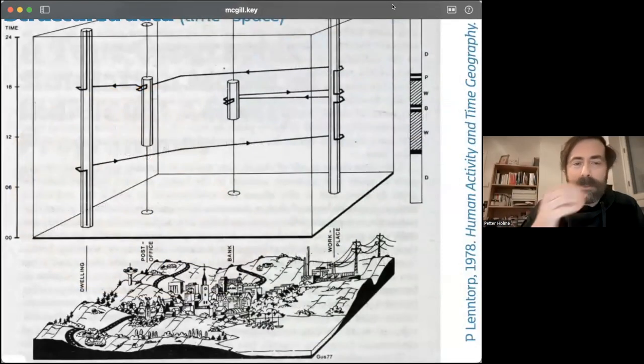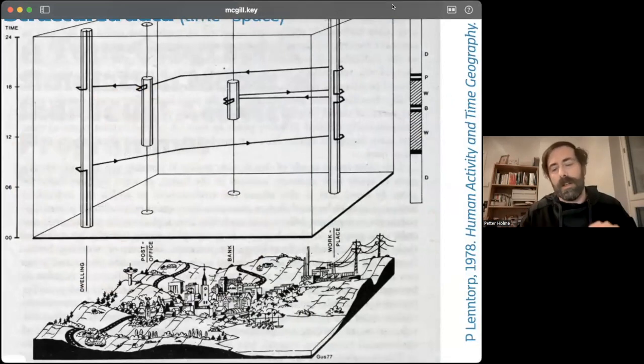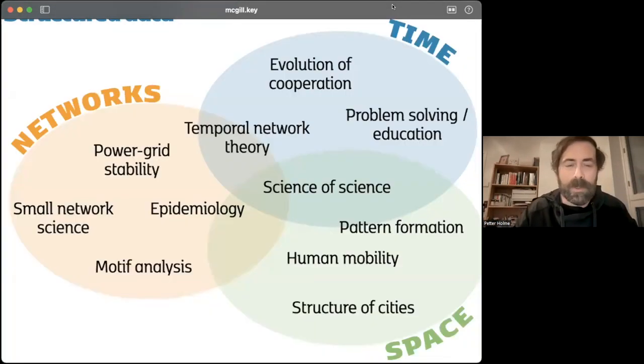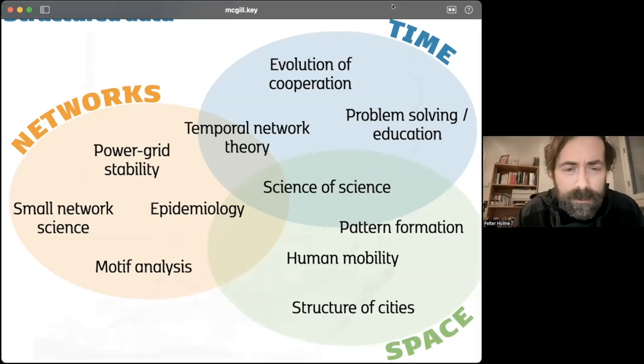Okay, so back to this kind of structure and this kind of overlap between fields. Geographers, I'm very much a fan of geography. There's a lot of good ideas if you check their literature, especially from the 60s. I have a blog post about that if you're interested in some references.